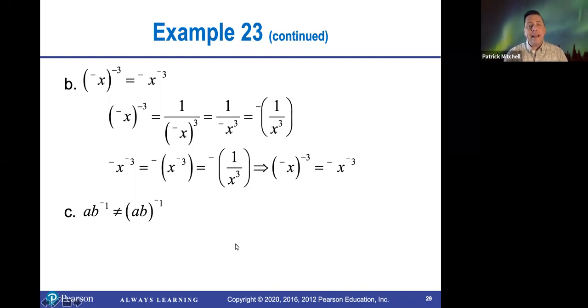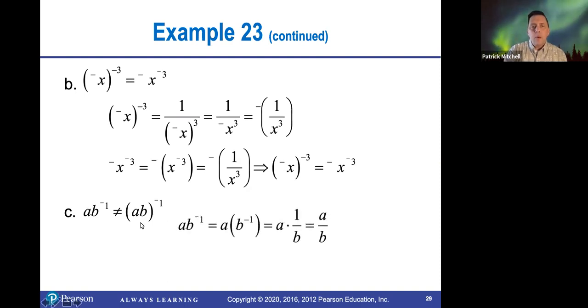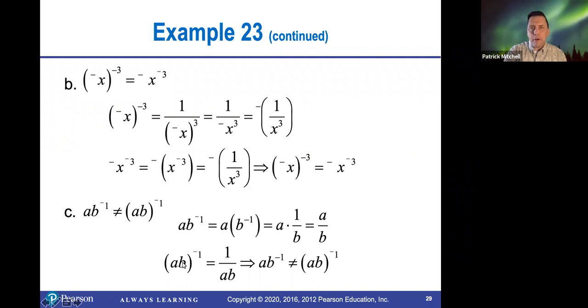Next, why is it that a times b to the -1 is not the same thing as the -1 power of ab? Well, a times b to the -1 is like this. B to the -1 is the reciprocal of b. That expression simplifies to a over b. On the other hand, the -1 power of ab is the reciprocal of ab. So that comes out to 1 over ab, which is clearly not the same thing as a over b.